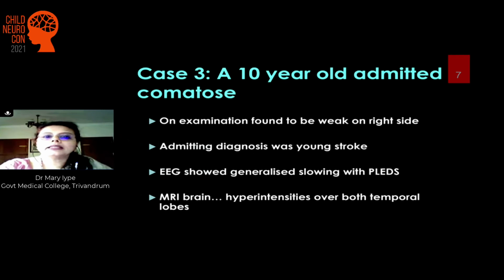This is the third case. A 10-year-old was admitted comatose. On examination, she was found to be weak on the right side, and the admitting diagnosis was a young stroke. However, the EEG showed generalized slowing with periodic lateralized epileptiform discharges, and the MRI brain showed hyperintensities of both temporal lobes, and this, along with the unrelenting coma, led to the diagnosis.